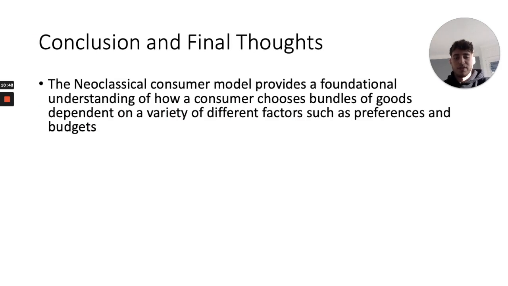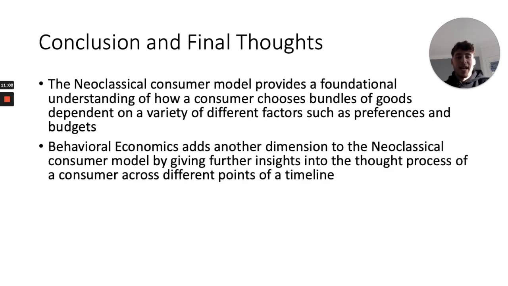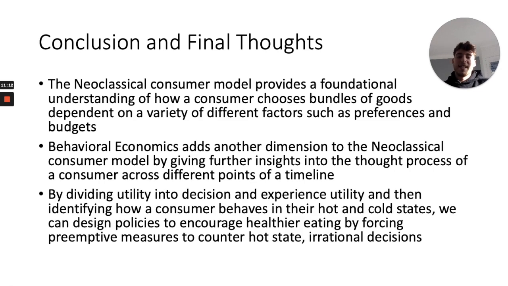So, conclusions and final thoughts: the neoclassical consumer model is nice in providing a foundational understanding of how a consumer chooses bundles of goods, taking into account their preferences and their budget constraints. However, what behavioral economics does is add a different dimension by looking into the thought process and situational feelings of a person across different points in a timeline. By dividing utility into decision and experience utility and looking at how a consumer behaves and how their decisions are either hot or cold, we can design policies to encourage healthy eating by forcing preemptive measures to encourage colder state decisions and counter the hot state irrational decisions.